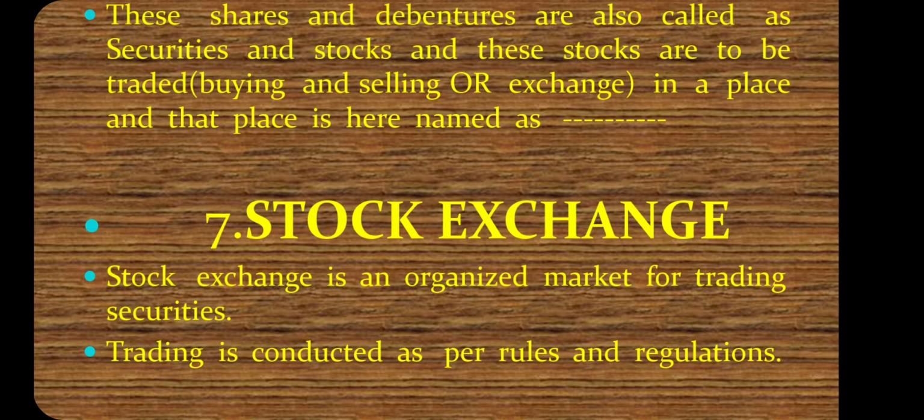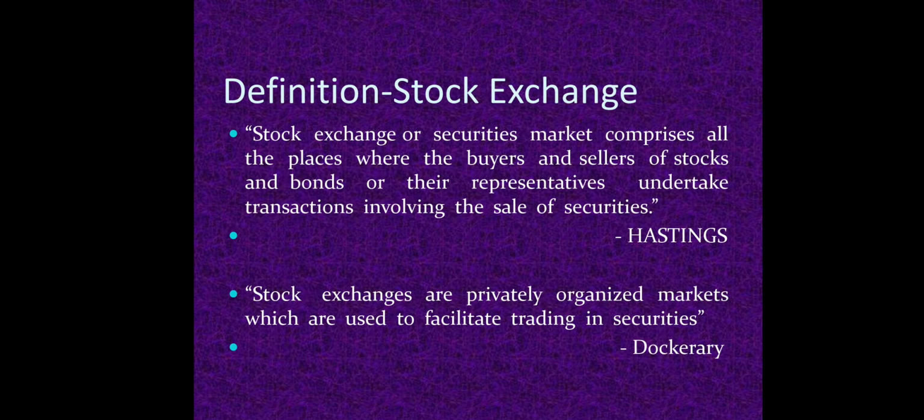Stock exchange is an organized market for trading of securities. Why is it said to be an organized market? Because it follows the rules and regulations given by SEBI. Always, the stock exchange follows the rules and regulations given by SEBI, so it is said to be an organized market. And the trading here is conducted as per the rules and regulations given by SEBI. Whenever you think of stock exchange, the next words you should keep in your mind are: stock exchange is an organized market.